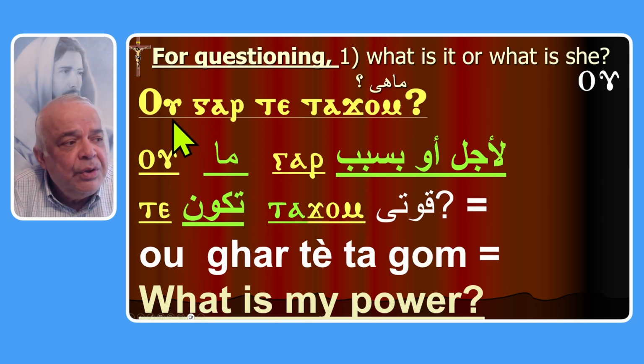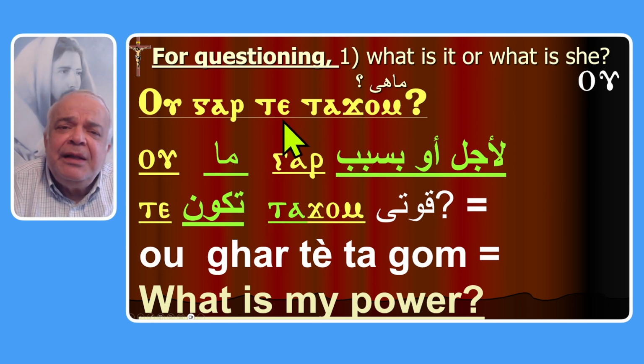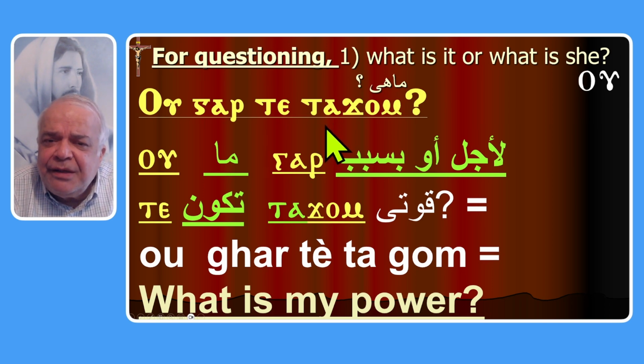Third word, O gar te ta gom. O epsilon, what? Gar, the reason. Te, taf a, is the verb to be for feminine singular. Ta, taf, alpha, is a demonstrative, and it can be a possessive article.